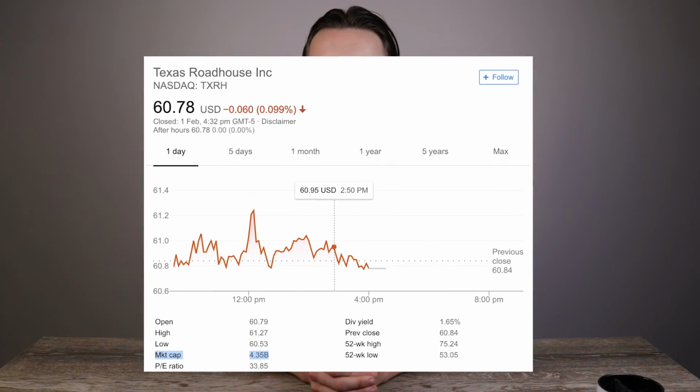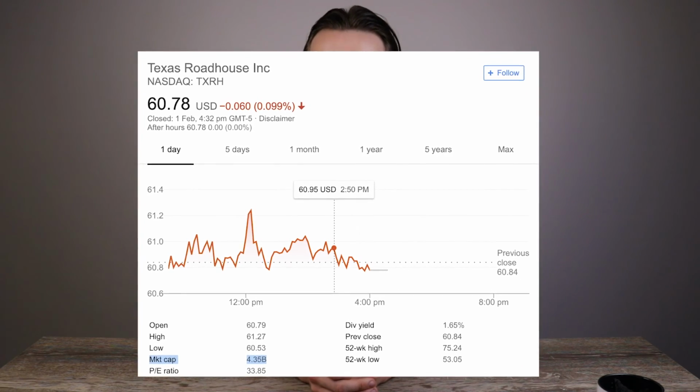Now, this is the intrinsic value for the entire company. So we're going to be comparing that with the market capitalization of the company. As you can see, Texas Roadhouse's market cap is currently $4.4 billion. So that means that not only is this company not priced substantially below its intrinsic value, it's actually above its value. So it's actually overvalued.